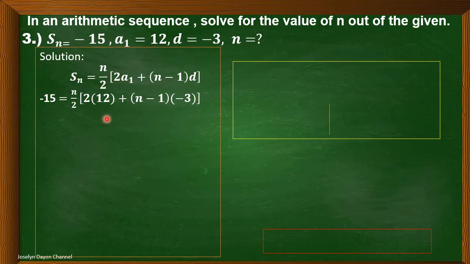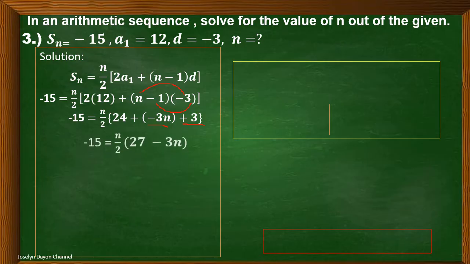Now we have to simplify further. Bring down negative 15, bring down also n over 2. 2 times 12, that is equal to 24. And we have to multiply n times negative 3, the answer is negative 3n. And negative 1 times negative 3, the answer is positive 3. Next, bring down negative 15, bring down n over 2. Combine 24 and 3. 24 plus 3, that is equal to 27. And just bring down negative 3n.